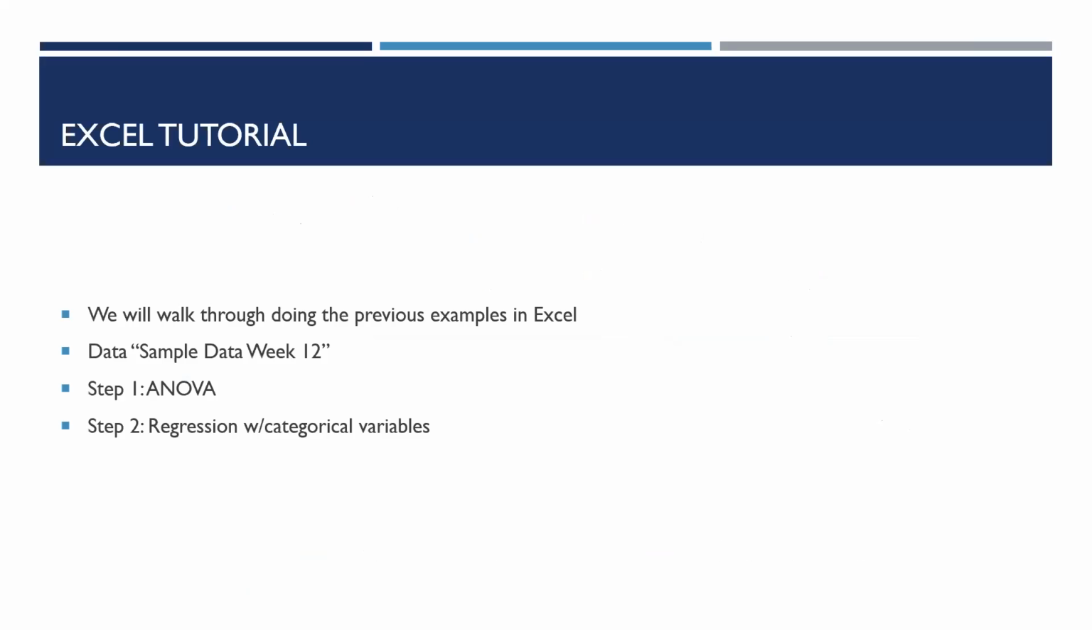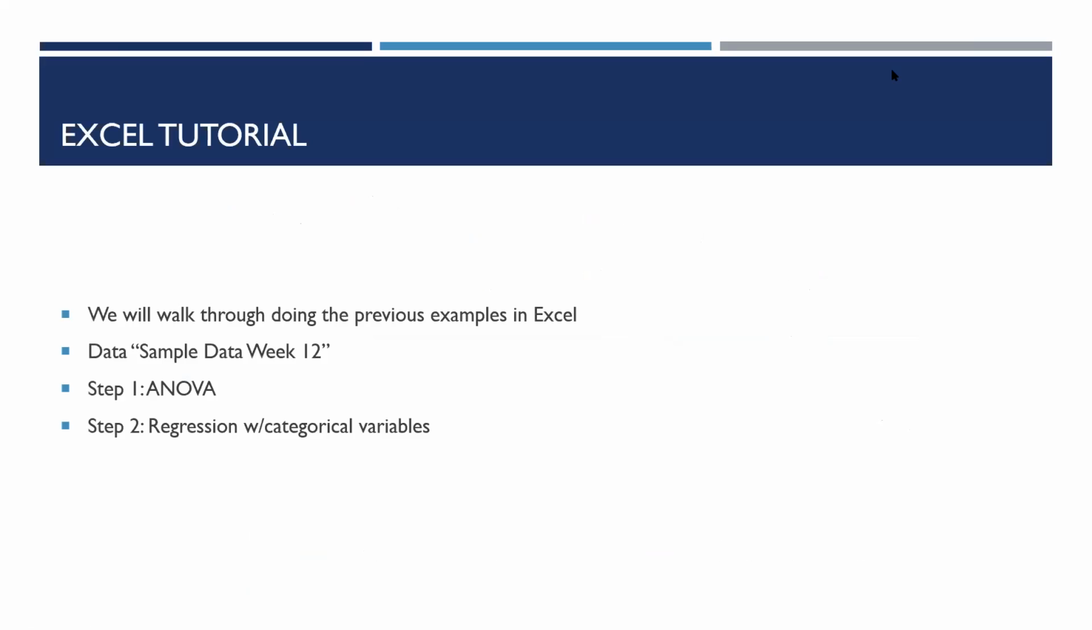Okay, so I have talked a lot. We've got about 10 minutes left. We're going to skip the ANOVA tutorial since we already did one of those last week. You can go back and review the recording if you want to see how to do that again. I'm just going to walk everyone through the steps of conducting a regression with categorical variables in Excel.